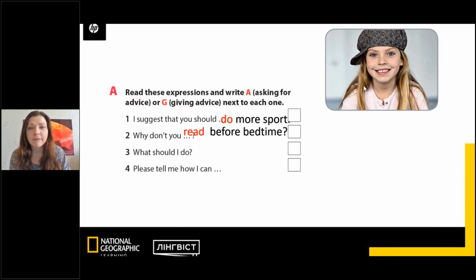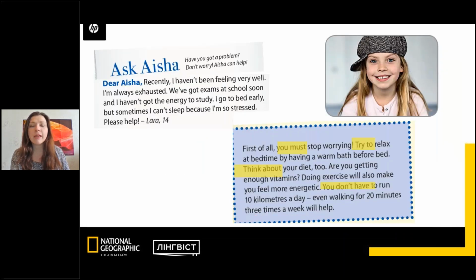Let's have a look at what we have. Super. All right. Now, let's have a look at this answer again. You can see that the girl, Aisha, used different phrases to give advice. "You must," because she wants to sound very strong. "You don't have to." So you can use different phrases to give advice. Also, to be polite, you can see that here we have "Dear Aisha," right? That's why it's better to start the letter with the name of the person, "Dear Lara," right? And also we can finish by wishing all the best, like "good luck to you" and so on.